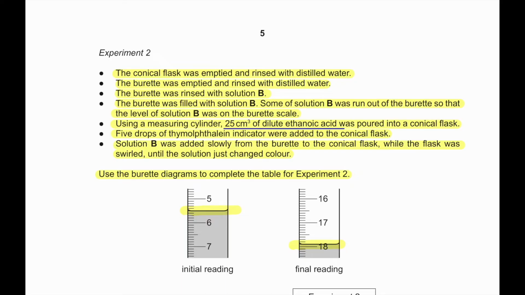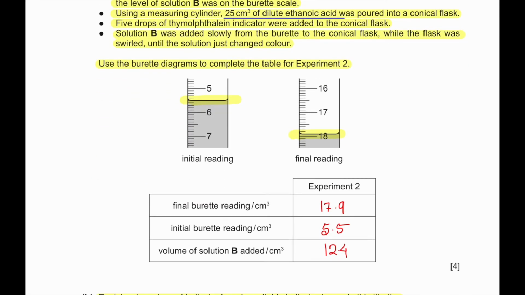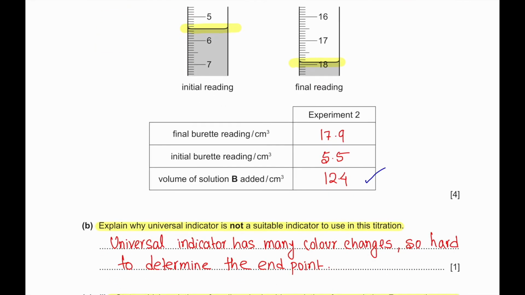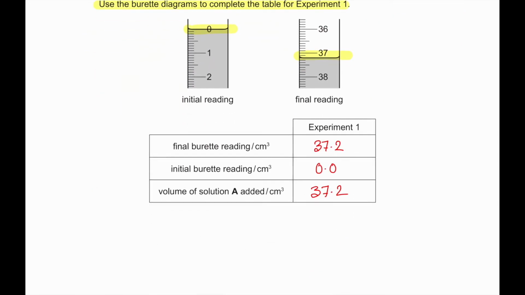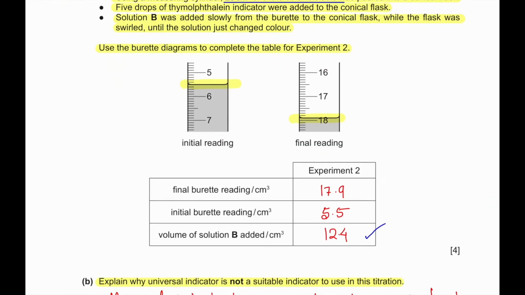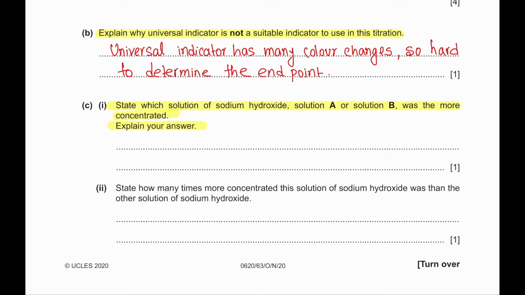the same concentration. However, solution B required only 12.4 cm³ of sodium hydroxide solution to actually neutralize the 25 cm³, whereas solution A required 37.2. Since solution B required less volume, solution B must be more concentrated.